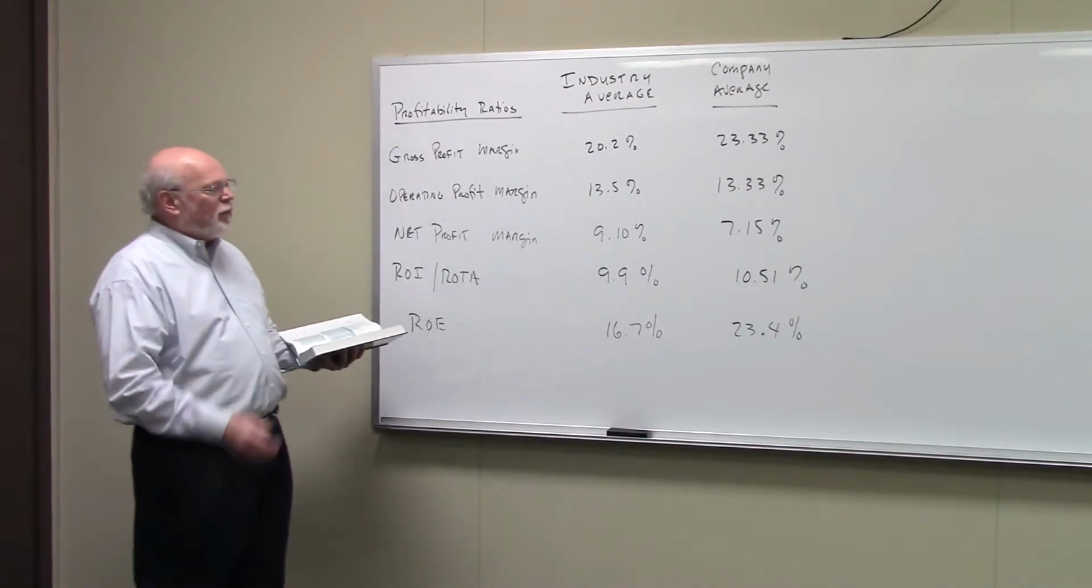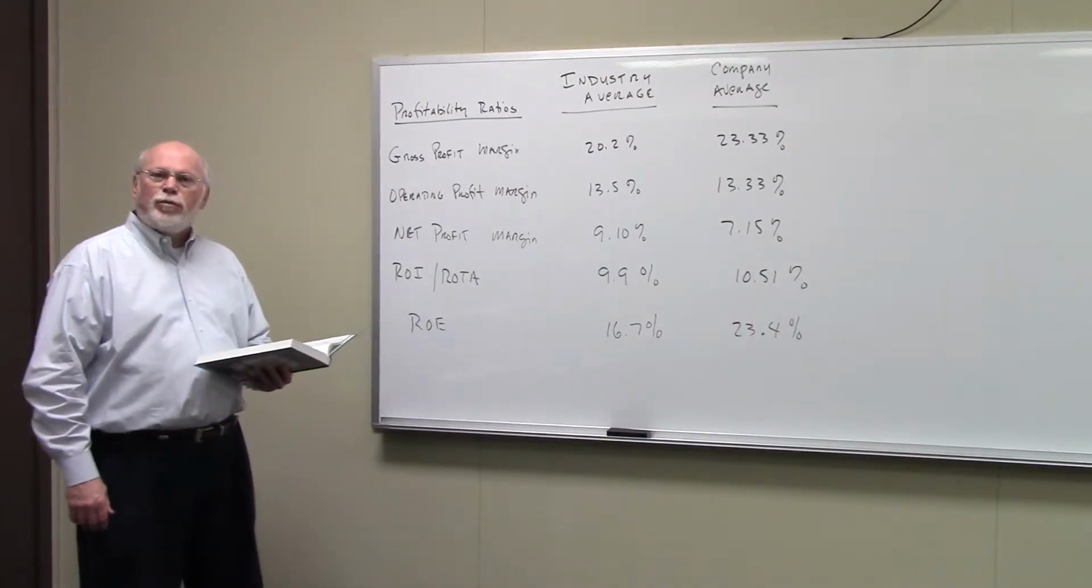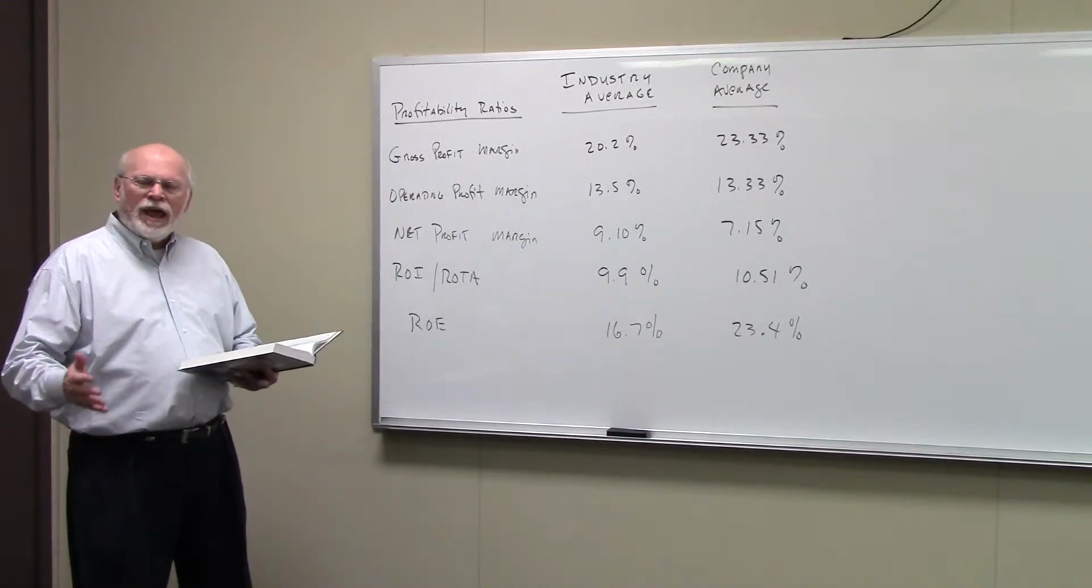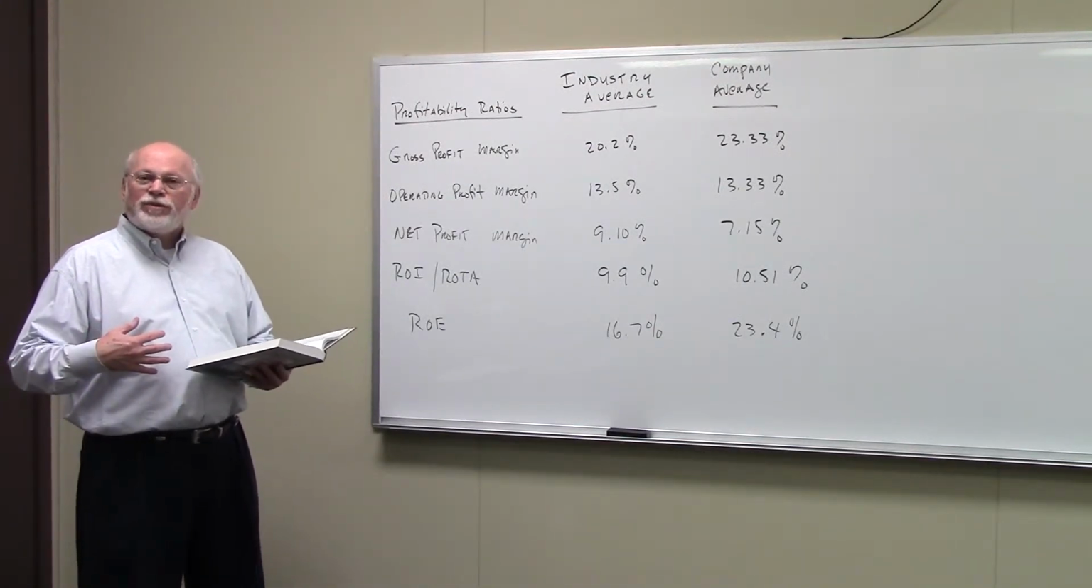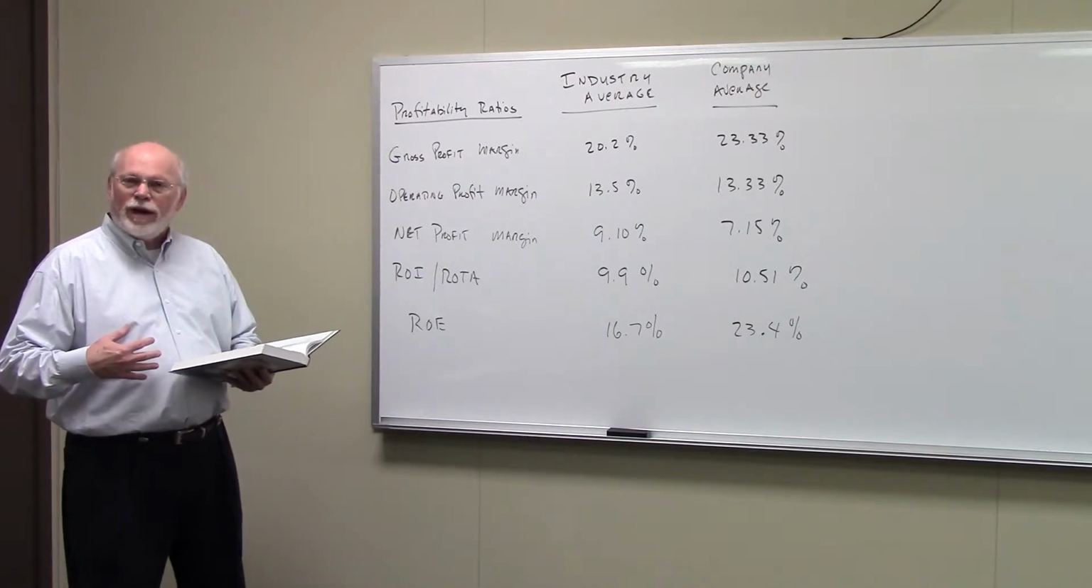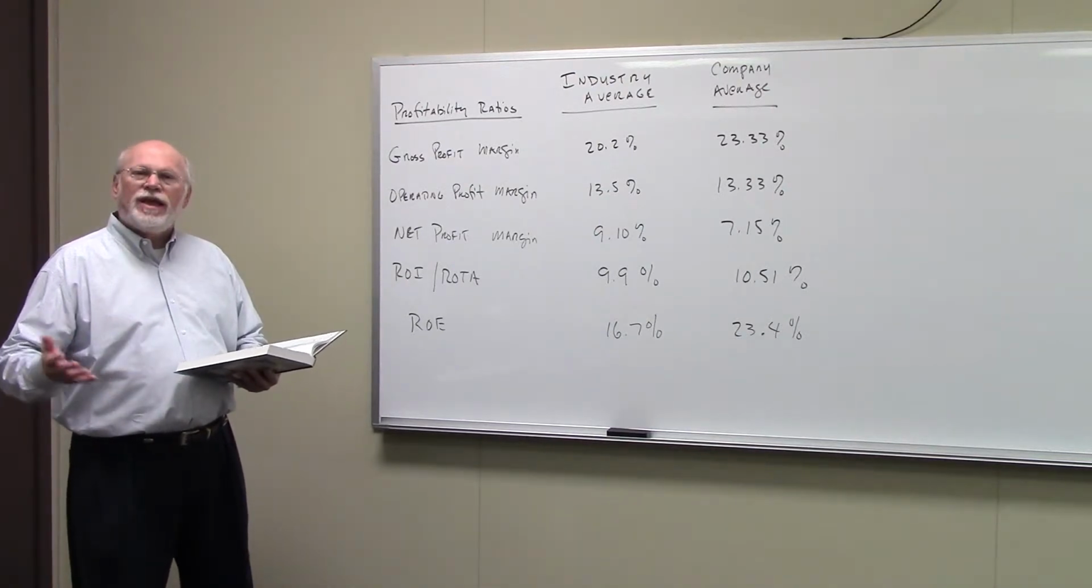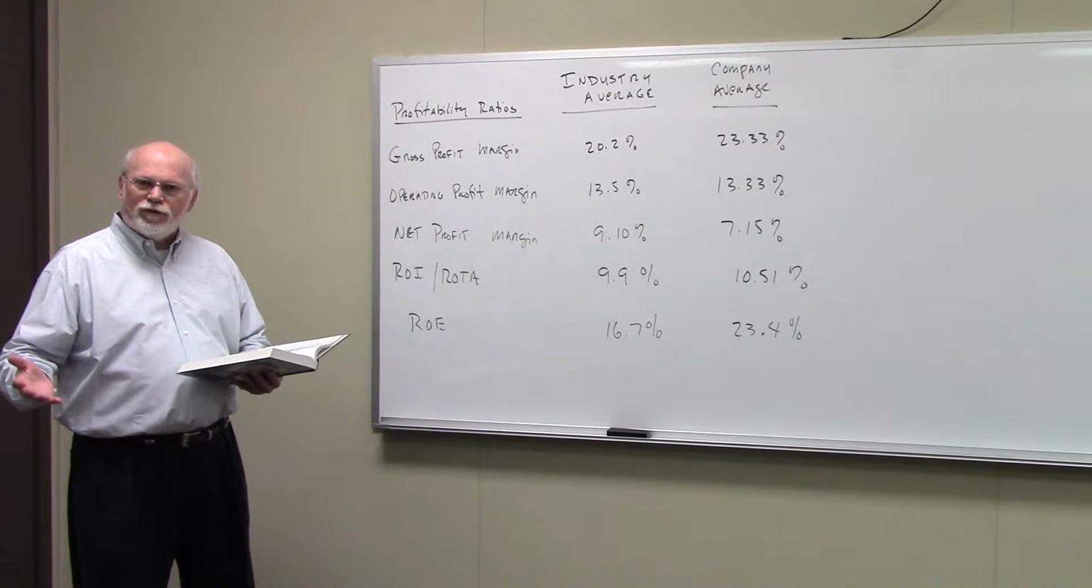The typical firm in the industry generates 13.5%. I look at these as being the same. I would conclude that Fox Manufacturing's ability to generate operating profit off its revenue is in line with that of the typical firm in the industry.